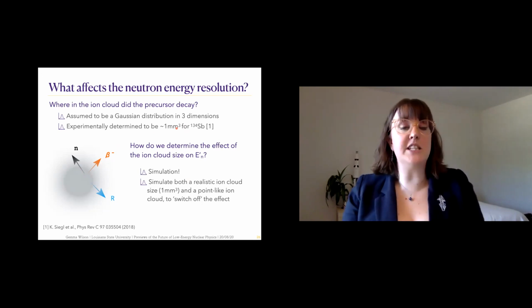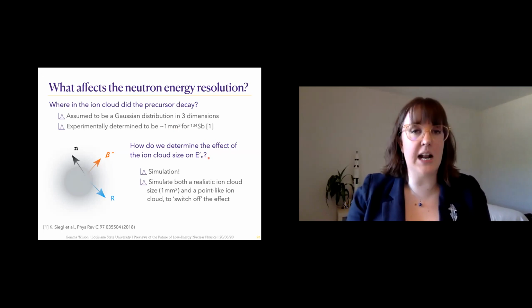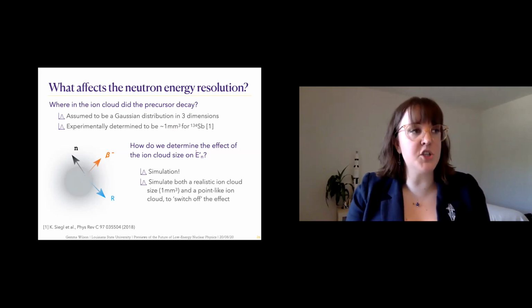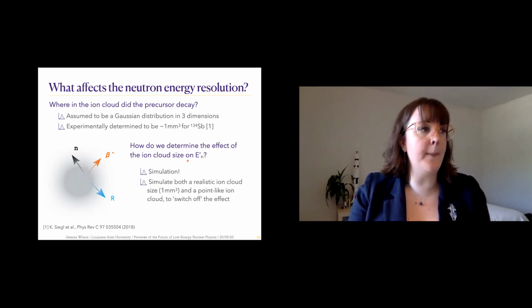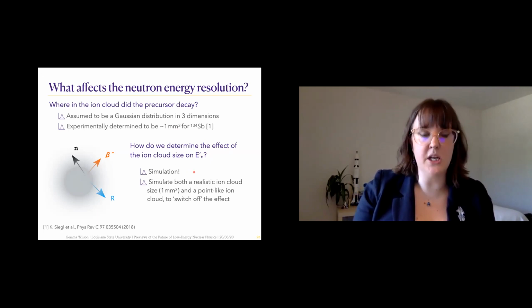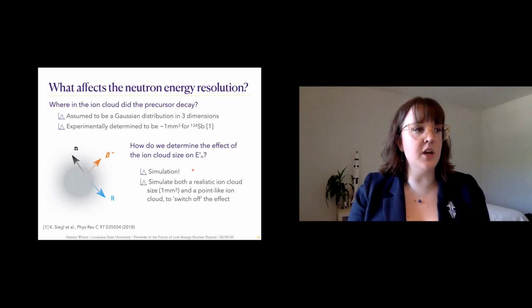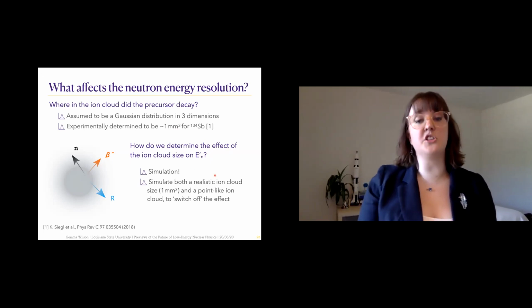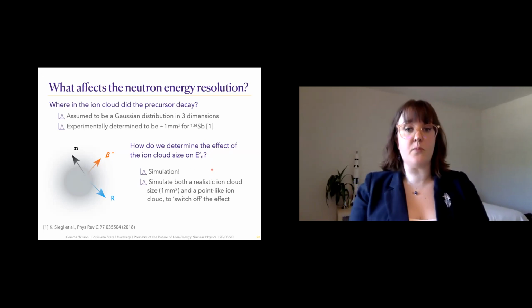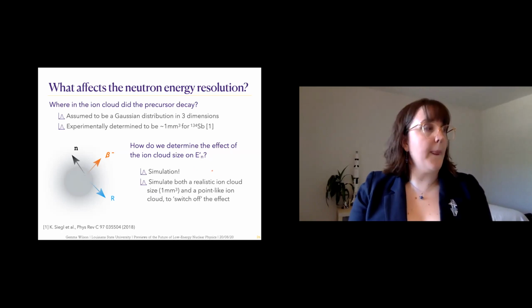But how do we determine the actual effect of this ion cloud size on our reconstructed neutron energy, E prime? We simulate. We can simulate both a realistic ion cloud of 1 millimeter cubed, and then a point-like ion cloud just to switch off the effect. And that's what we did.